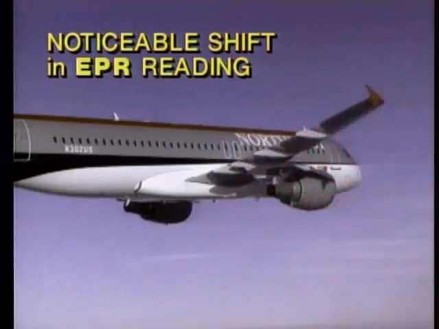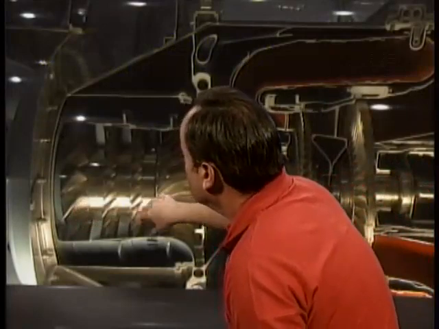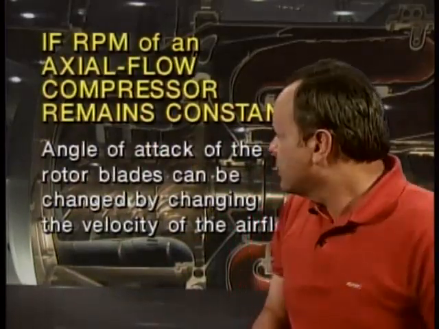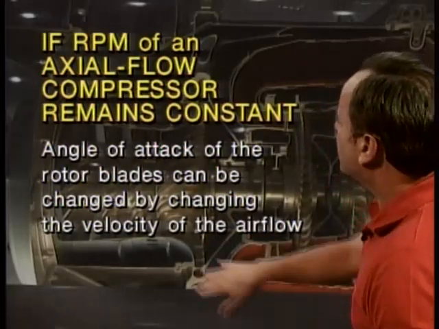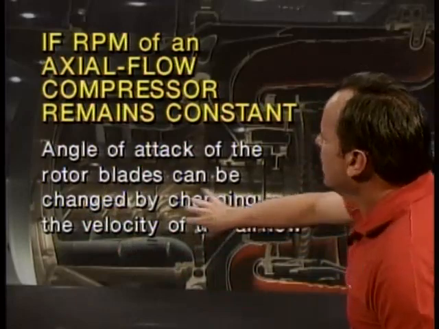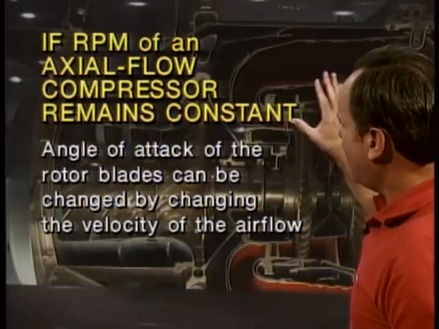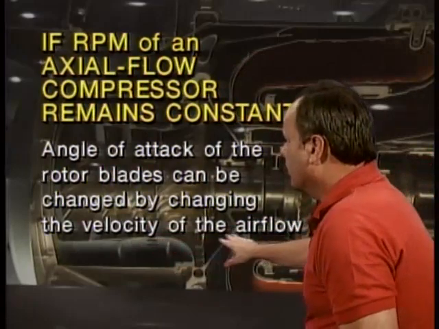Now let's assume that you keep the RPM of an axial flow compressor constant. Now here's an axial flow compressor. That's these stages right here, and that's one that moves the air straight back along the shaft or axle. If you keep the RPM constant, could you change the angle of attack of the blades? Well, yeah, you could change the angle of attack of the blades by changing the velocity of the airflow. So two things will have a tendency to change the angle of attack of those compressor blades. Number one is the RPM, but if you keep the RPM constant, you could still have a different angle of attack by changing the velocity of the airflow.